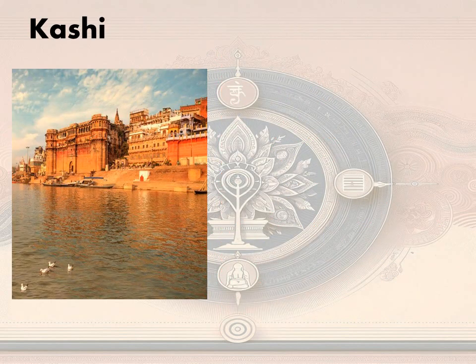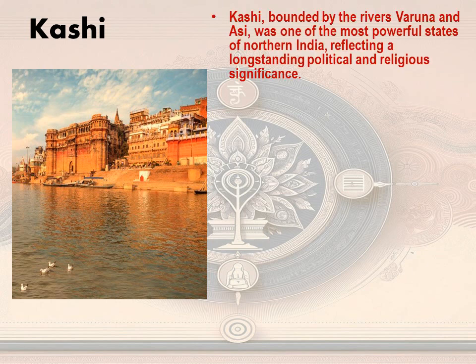Now we will go through all the 16 Mahajanapadas one by one. Here we will start with Kashi. Kashi is bounded by the rivers Varuna and Asi, one of the most important states of northern India, reflecting a long-standing political and religious significance. Varuna and Asi are two important rivers bounding the city of Kashi, and together they make the name Varanasi.